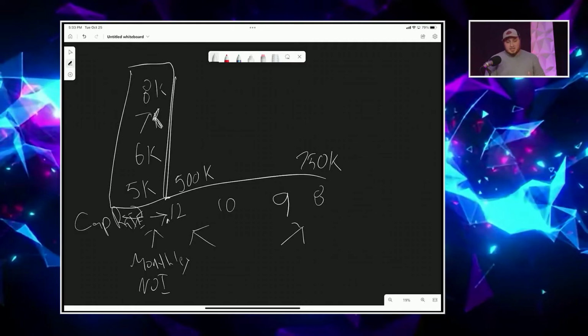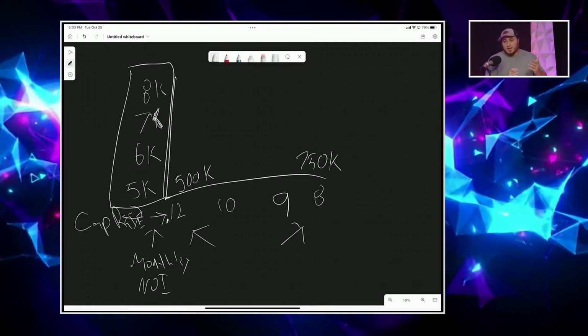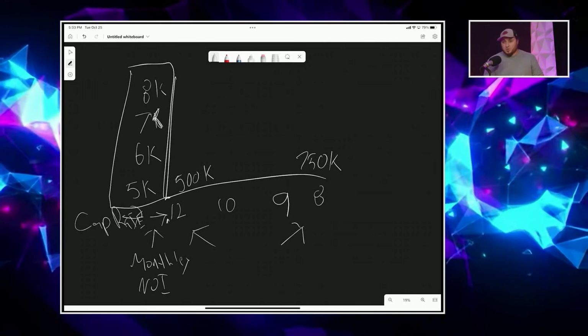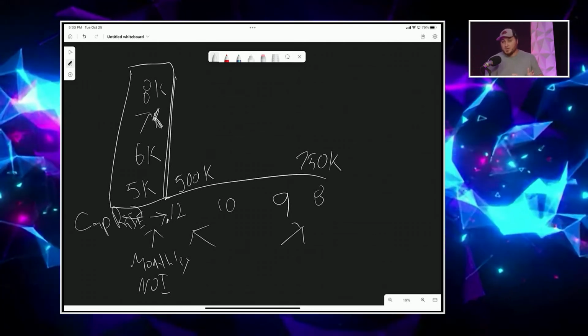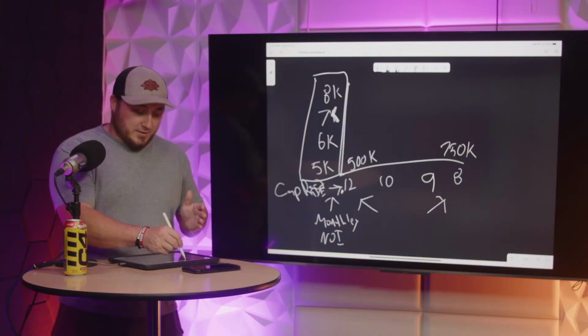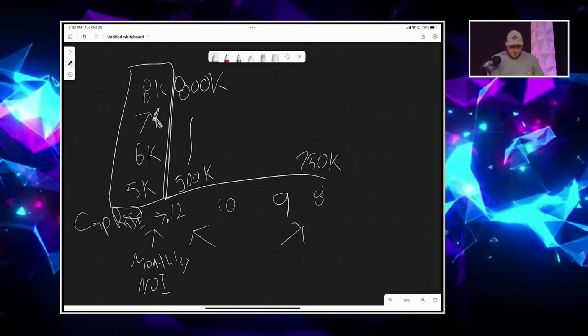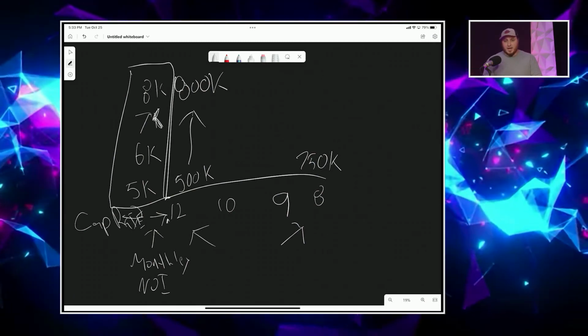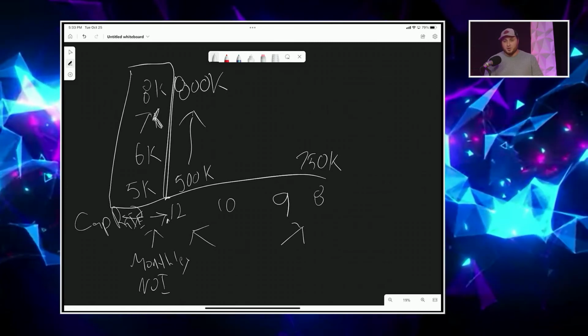So if I take $8,000 a month and I multiply it by 12, the 12 months in a year, and then I divide that by 0.12, being 12% for the cap rate, I'm going to get an $800,000 valuation, which means I moved my $500,000 property to $800,000 in value.